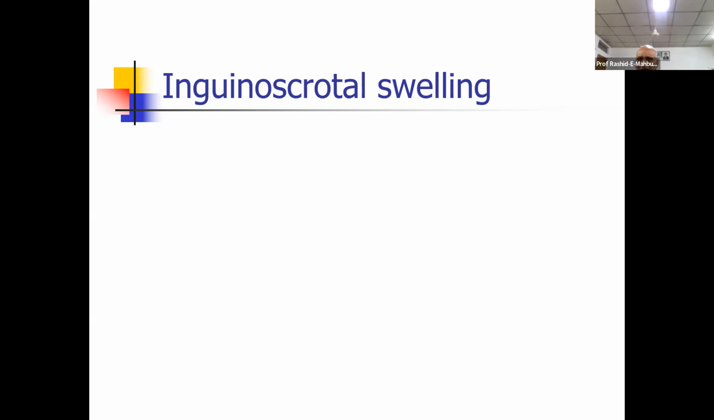Emergency hernia surgery is for obstructed hernia. That is the emergency hernia.